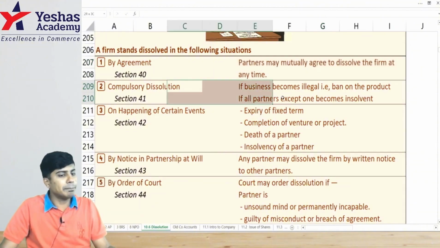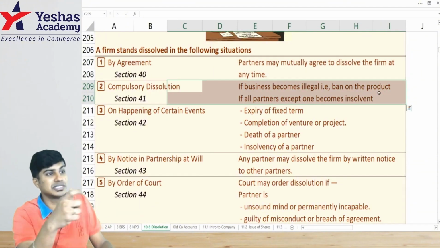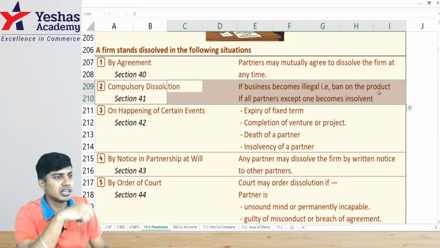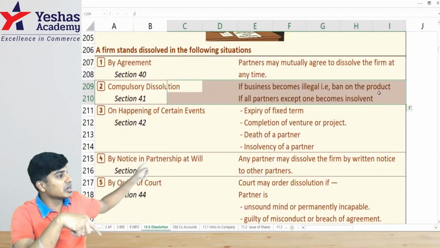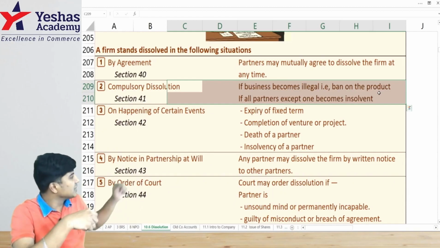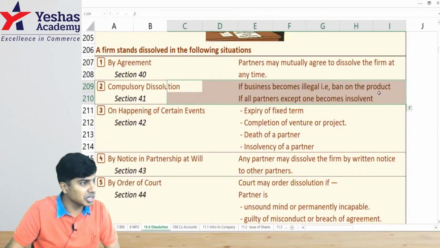Next one is compulsory dissolution. The business that you are doing, the product that you are selling is now legally banned. Let's say you are manufacturing e-cigarettes and the government told no more e-cigarette manufacturing. You are dealing with crypto, government banned crypto. In that case, your business will get wound up. That is not voluntarily or by agreement. That is given under section 41, which is compulsory dissolution of partnership firm.